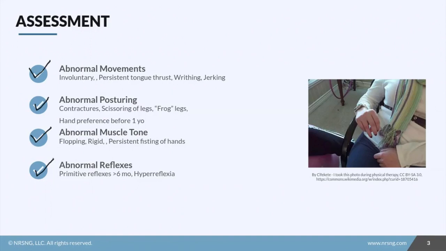Another big sign that there's something wrong with posturing is if a child has a preference for one hand or the other before they are 1 year of age. We should not see any signs that a child is left-handed or right-handed before they are 1 year old.